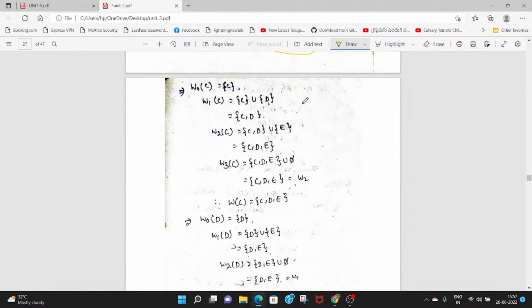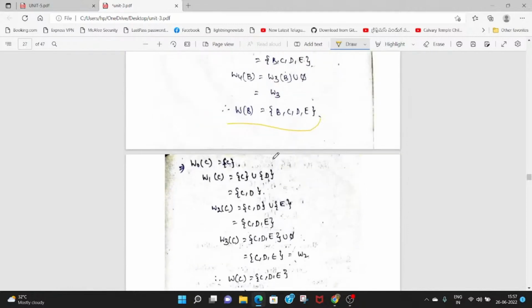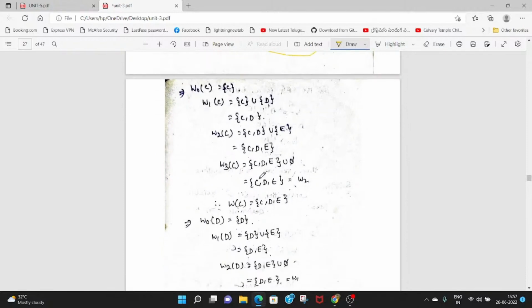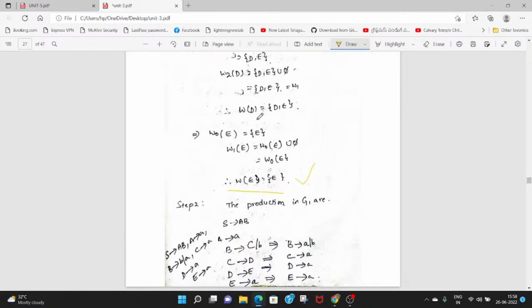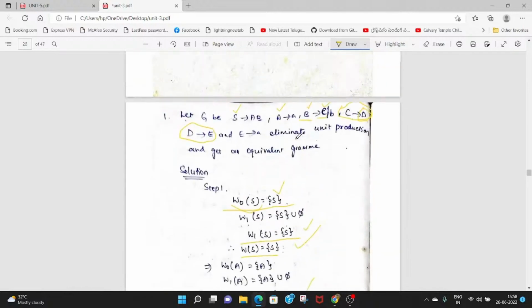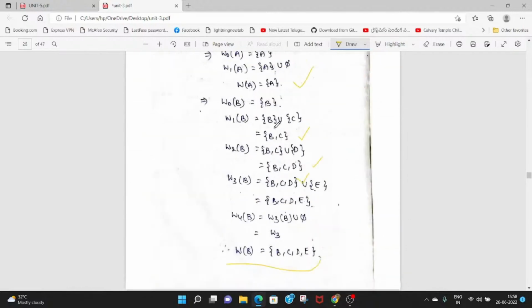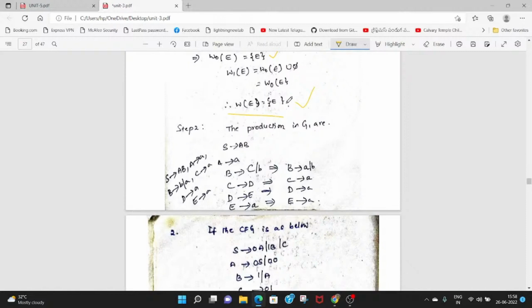For C also we can conclude the same: C derives D and D derives E, so we take it like this. For D it becomes D and E. And for E we are just including E, since E doesn't derive any unit production. So nothing will be included at this stage, it is simply E only.